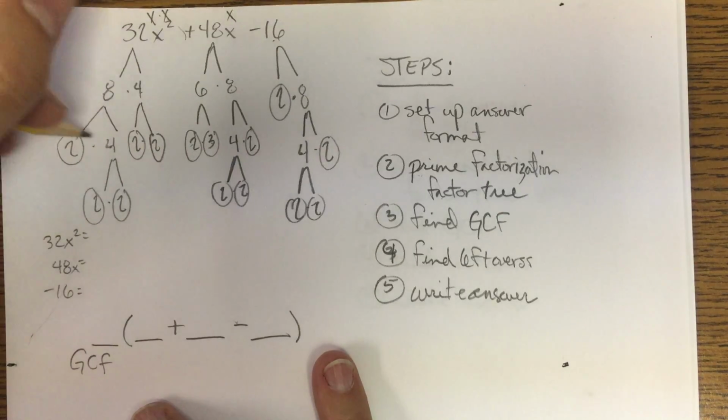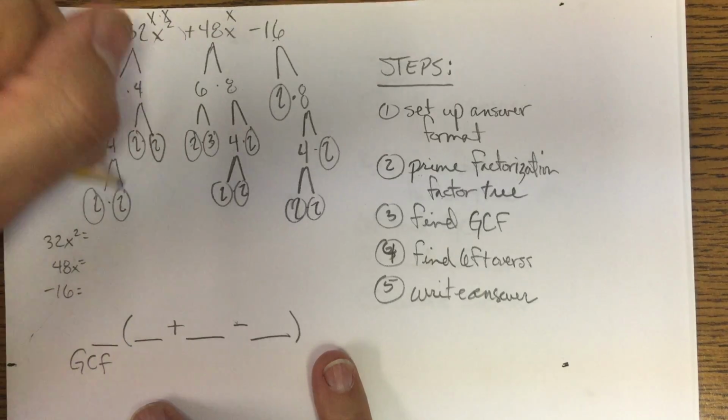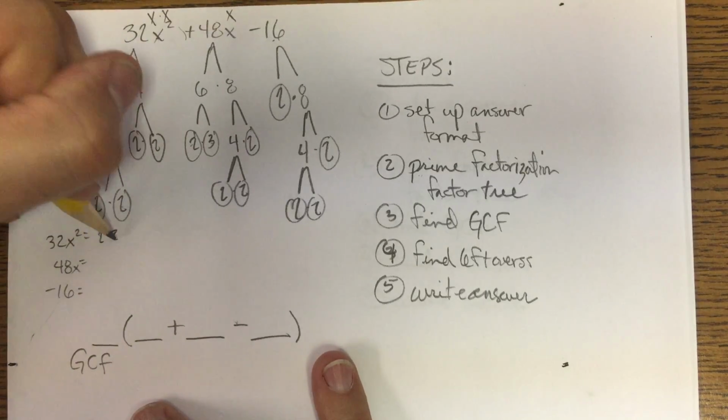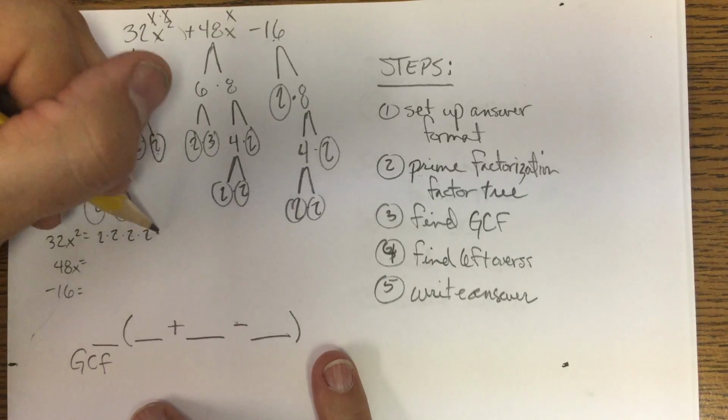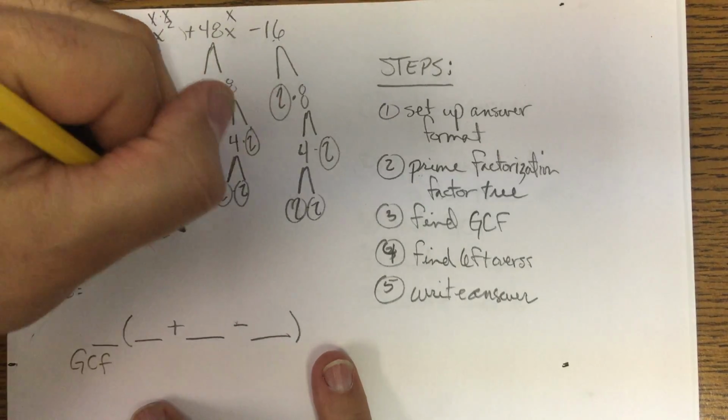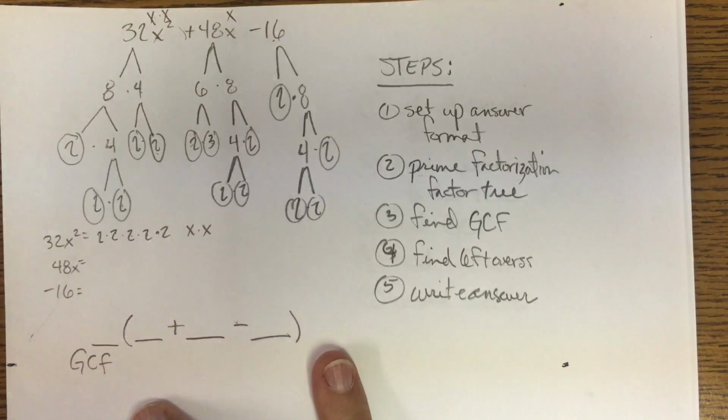And let's write out the prime factorization for 32. It's this one right here. 2 times 2 times 2 times 2 times 2. 1, 2, 3, 4, 5. And there was 2 x's. Don't forget your x's.